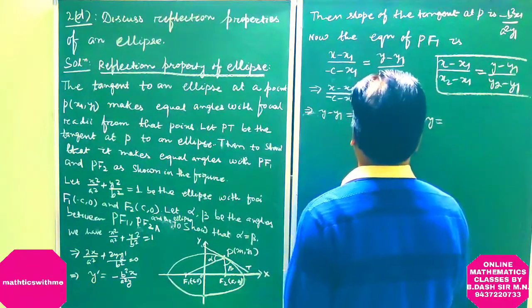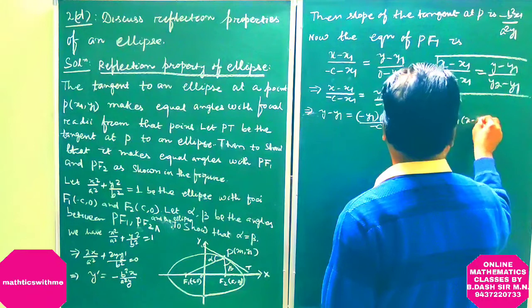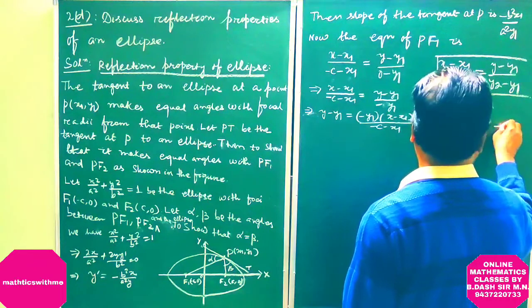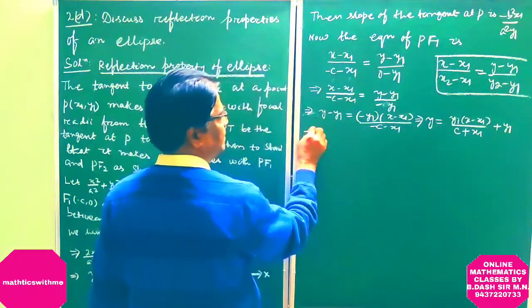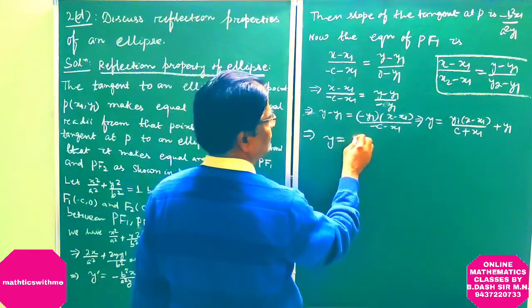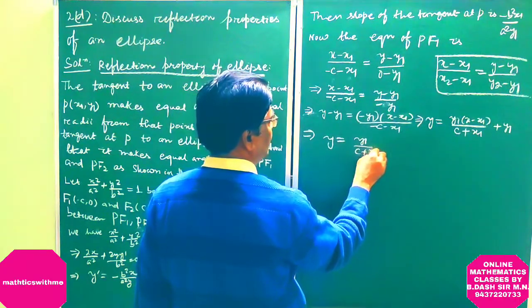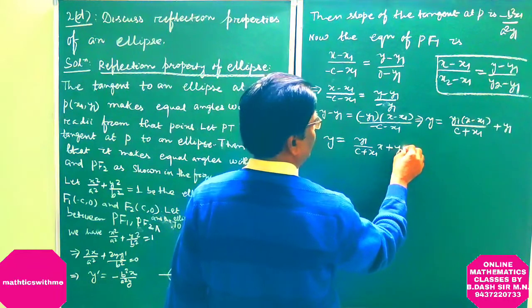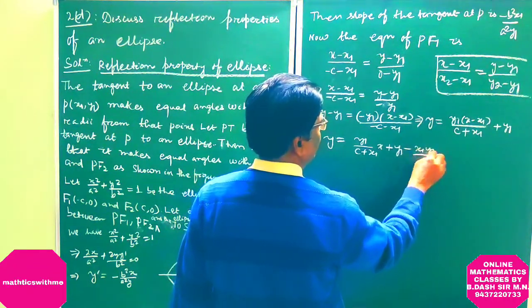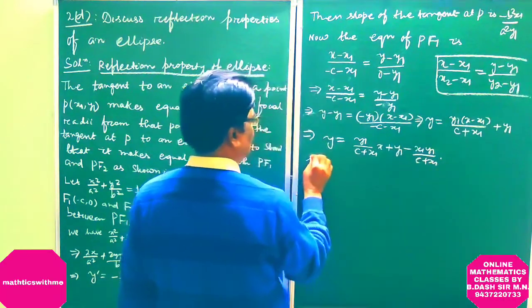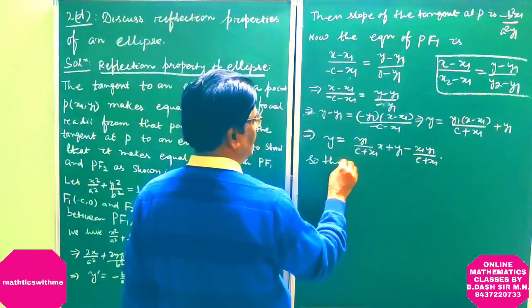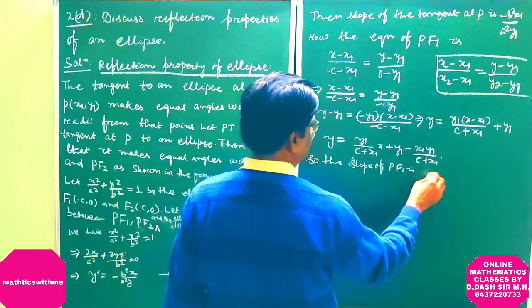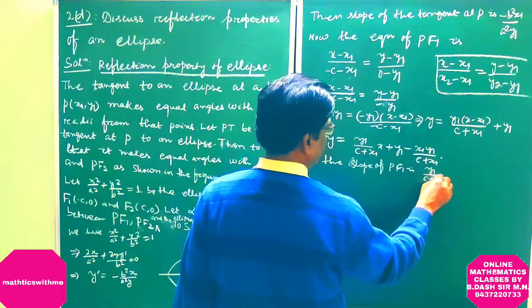Implies y = y1(x − x1)/(c + x1) + y1. So this implies y = (y1/(c + x1))x + y1 − x1y1/(c + x1). So the slope of PF1 is y1/(c + x1).